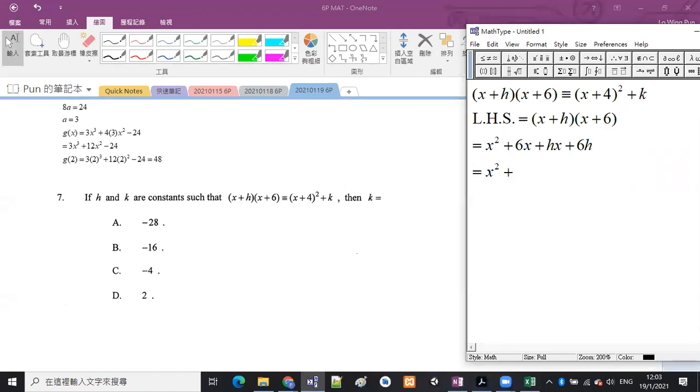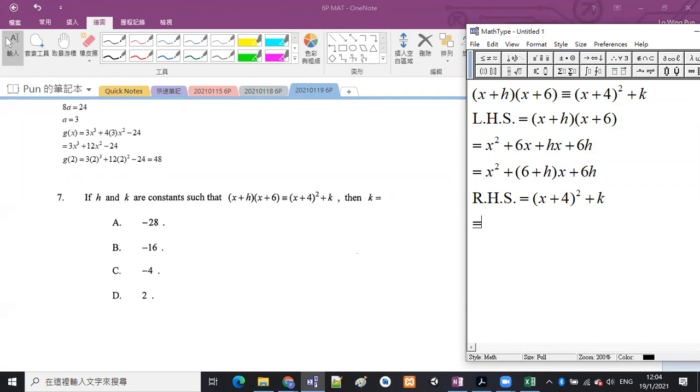We need to group the like terms together. x² stays by itself, but for the x term, we take out the x, so the coefficient is 6 + h. Then plus 6h, the term with no x, which is the constant term. It's just 6h on the left-hand side. Then we do the same thing for the right-hand side: (x + 4)² + k.